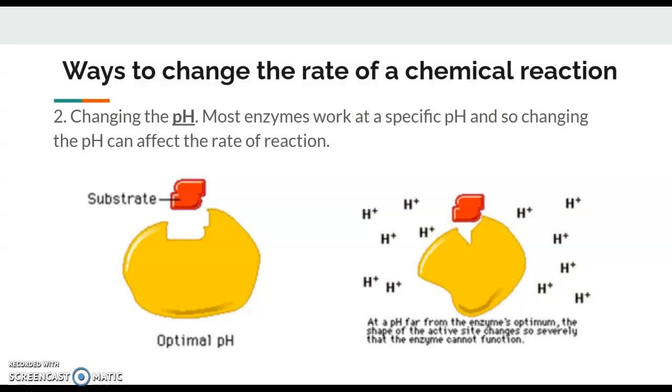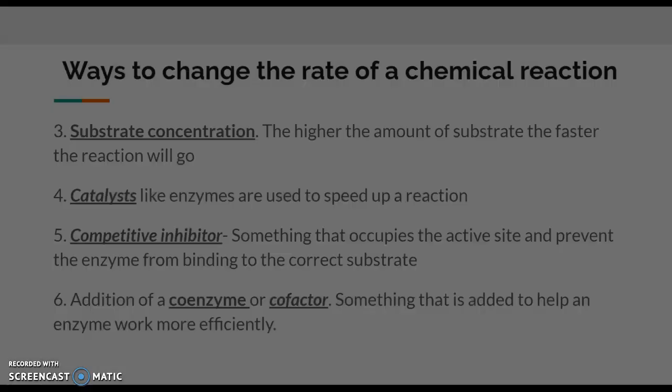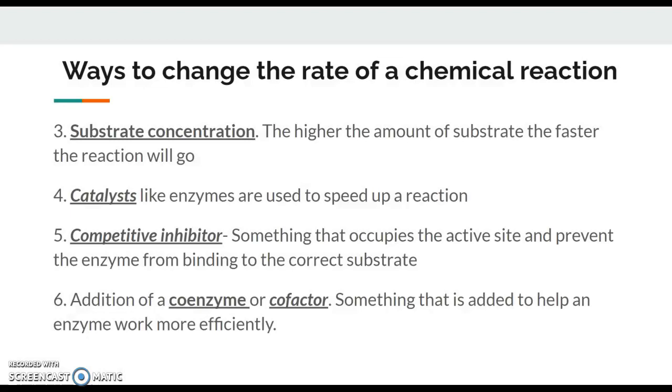You could change the pH. Most enzymes work at a specific pH, and changing the pH can affect the rate of the reaction. And again, enzymes work at a specific pH, and so if you change it, and it changes the active site, then it can no longer fit the substrate, and so it would slow down the reaction. You can change the substrate concentration. The higher the amounts of substrate, the faster the reaction will go, right?